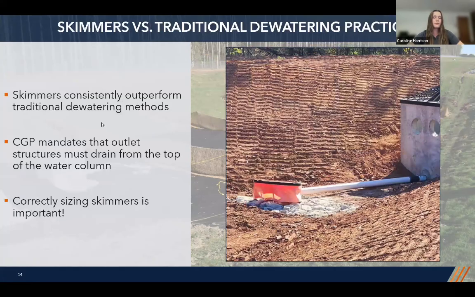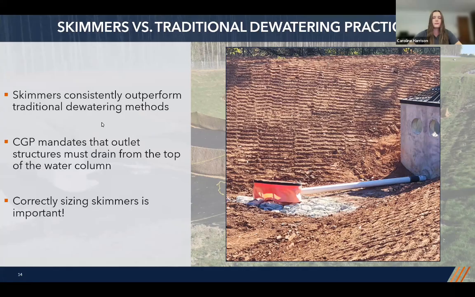Skimmers have also been shown to consistently outperform our traditional dewatering mechanisms in terms of reducing the sediment present in the effluent from a sediment basin. Studies have shown that skimmers can have a sediment retention efficiency of up to 97 to 99%. Another study indicated that a perforated riser structure, one of those more traditional dewatering mechanisms, had a sediment loss almost 2 times greater than that of a skimmer, meaning there was almost 2 times the amount of suspended sediment present in that effluent than with a skimmer.